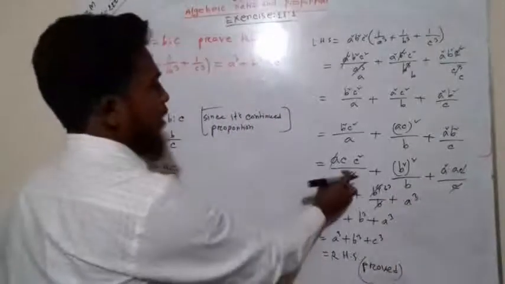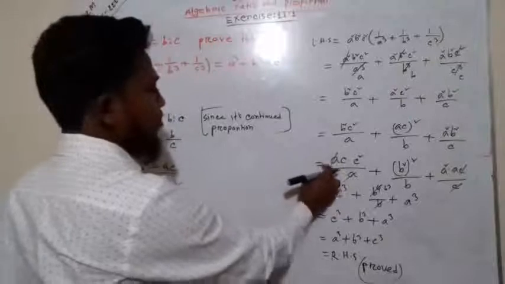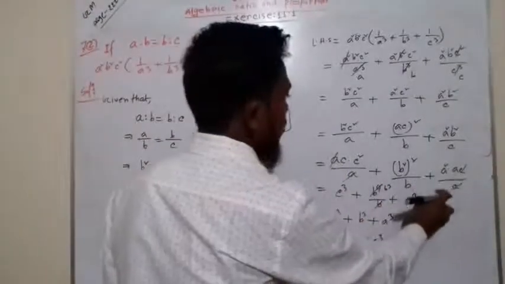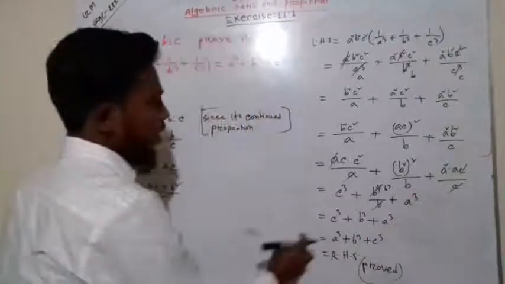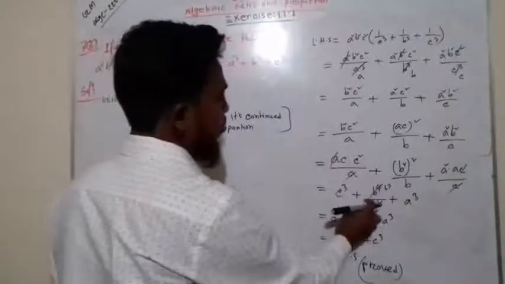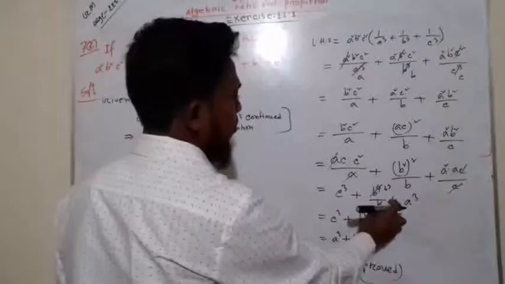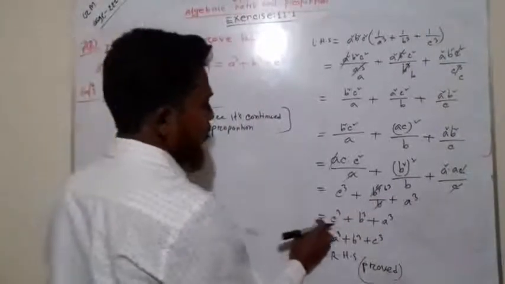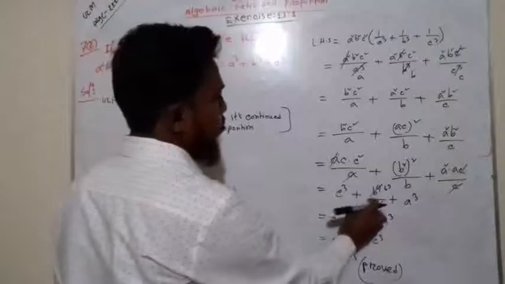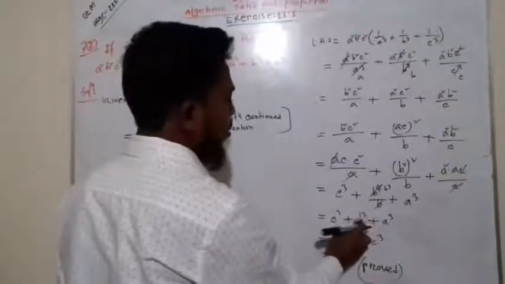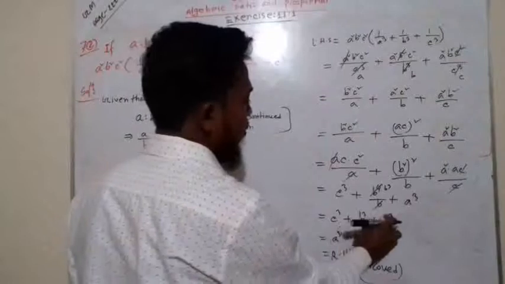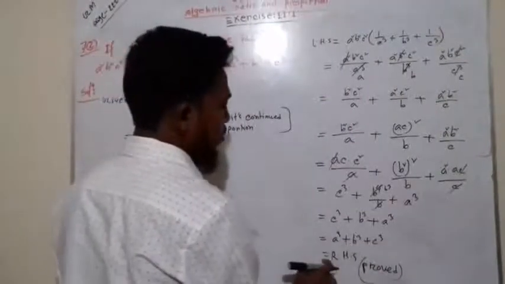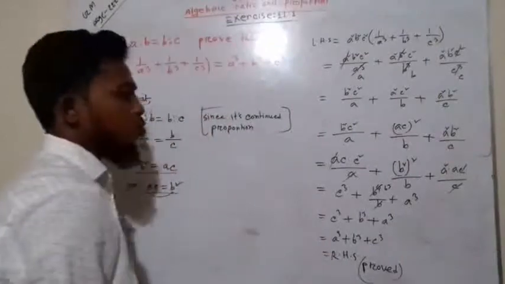Now a upon a cancel, b upon b³ cancel, and c upon c³ cancel. So we can write c³ + b⁴/b + a³, and c³ this equal to c³ + b⁴ b upon b⁴, this equal to b³ + a³. So we can write a³ + b³ + c³ equal to the right hand side, proved.